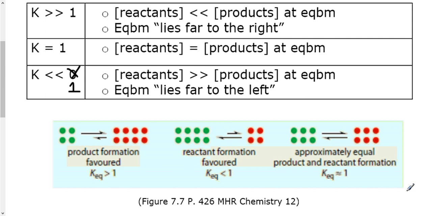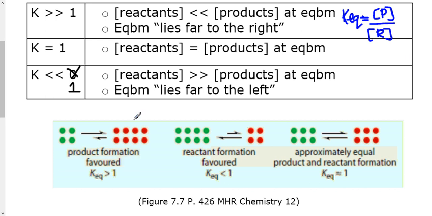Over here in the first diagram, we've got KEQ is greater than 1. If you look at the picture, you can see there are more products compared to reactants. More red dots than green dots. So your product concentration is higher compared to reactants at equilibrium. We say this means the equilibrium lies far to the right. Remember, KEQ is a combination of your products over your reactants. That's just a ratio. That's all that it is.